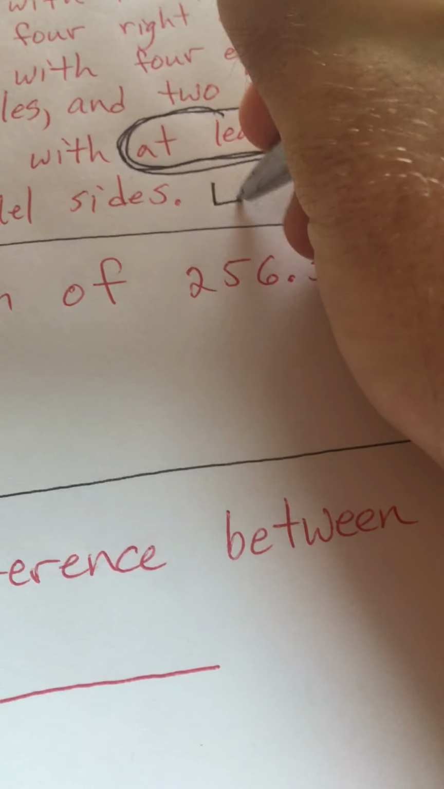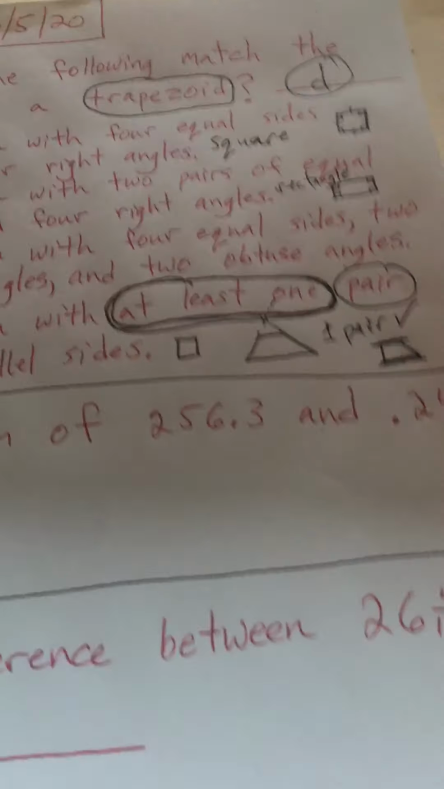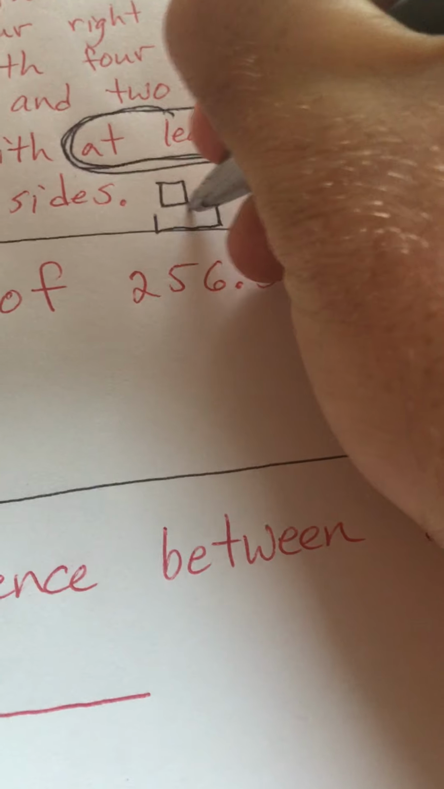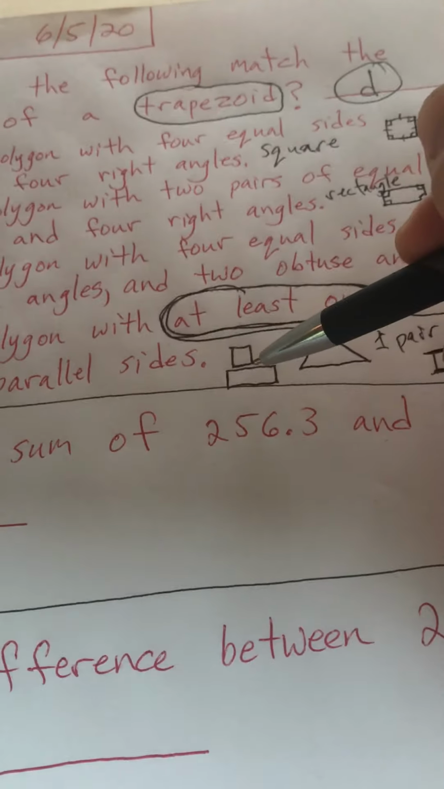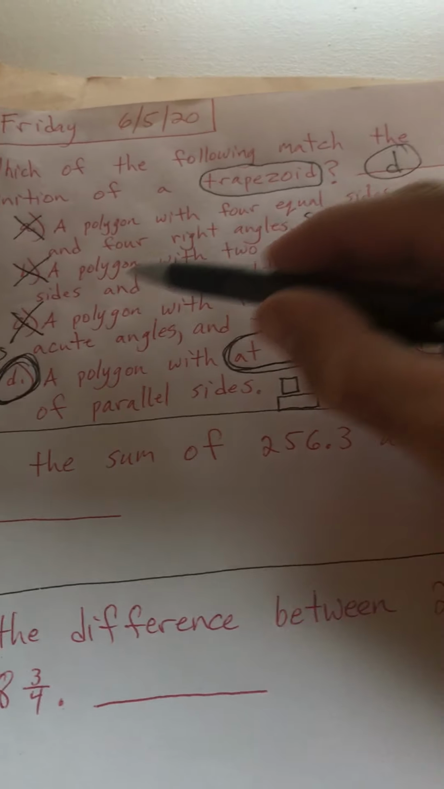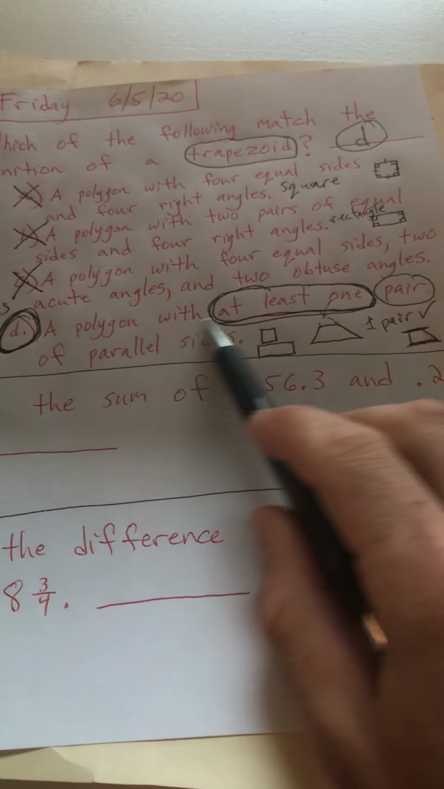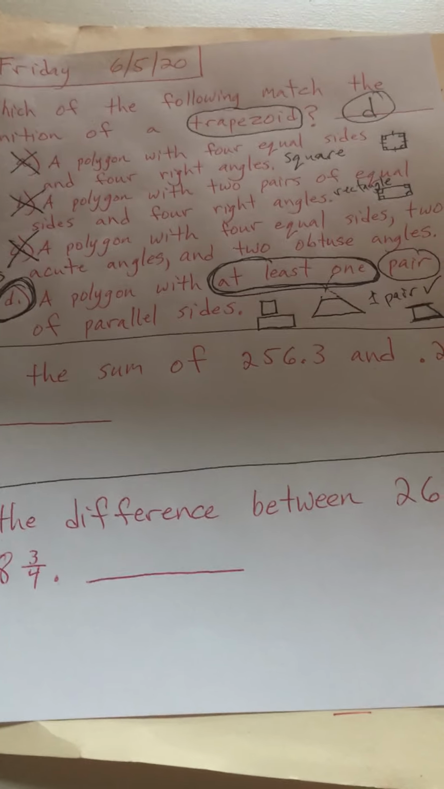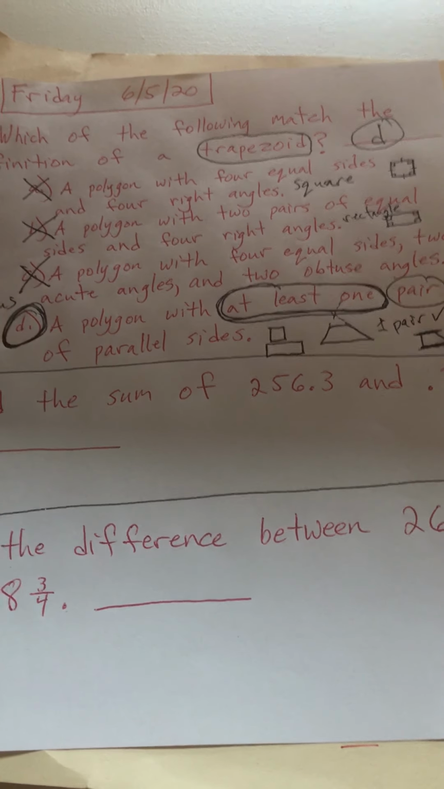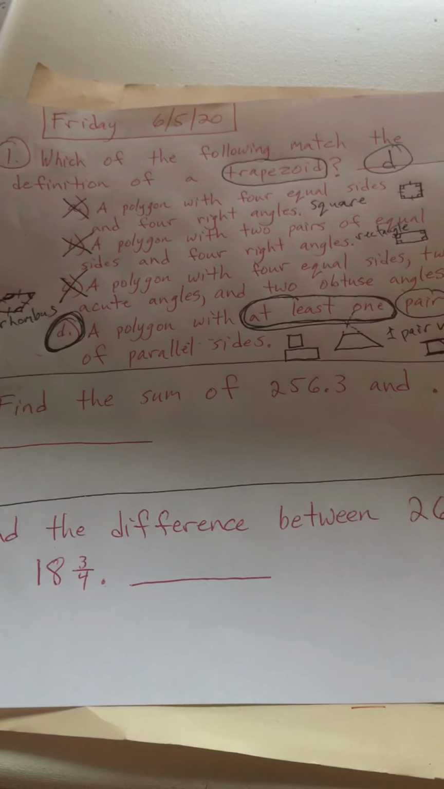So a square would be a trapezoid, okay, but this definition isn't the definition of a trapezoid. A rectangle does have at least 1 pair of parallel sides. It has 2. So that's also a trapezoid. A rectangle is a trapezoid, but that was the definition of a rectangle, where D is the definition of a trapezoid. It's a polygon with at least 1 pair of parallel sides. So that's tricky because, yes, a square is a trapezoid, and a rectangle is a trapezoid, right? But those are not the definitions of a trapezoid.